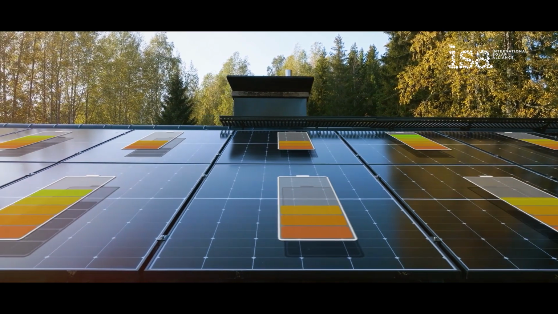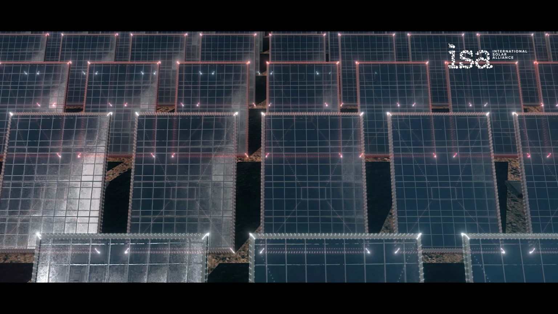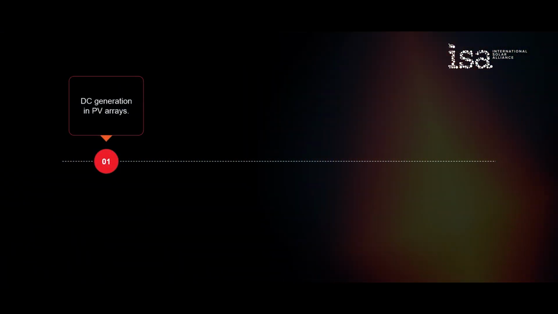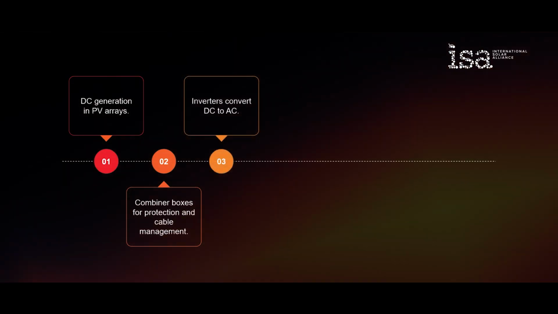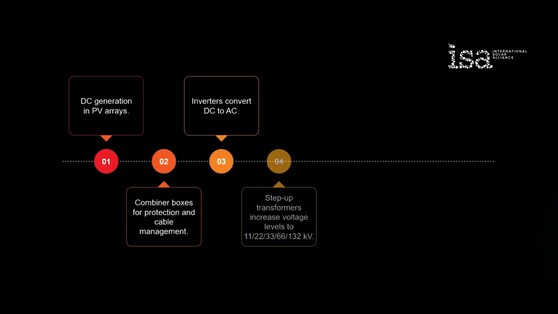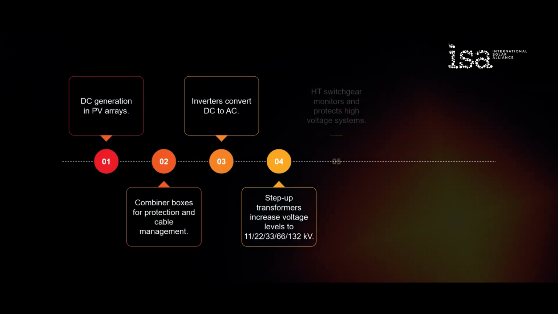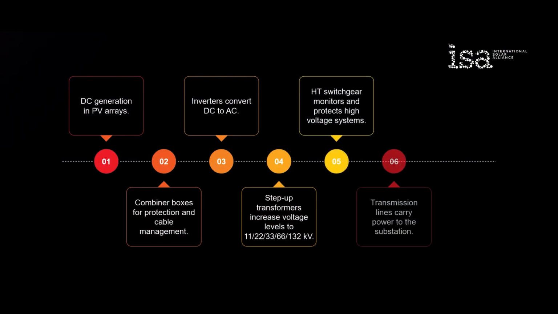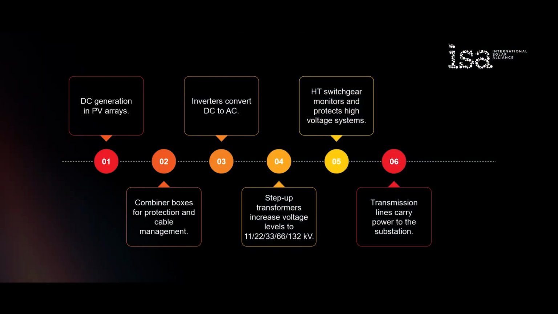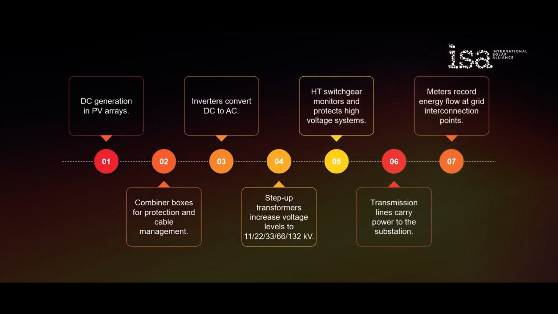Let's look at the stages in the power evacuation process from the PV array all the way to the grid. DC generation in PV arrays. Combiner boxes for protection and cable management. Inverters convert DC to AC. Step-up transformers increase voltage levels. HT switchgear monitors and protects high-voltage systems. Transmission lines carry power to the substation. Meters record energy flow at grid interconnection points.